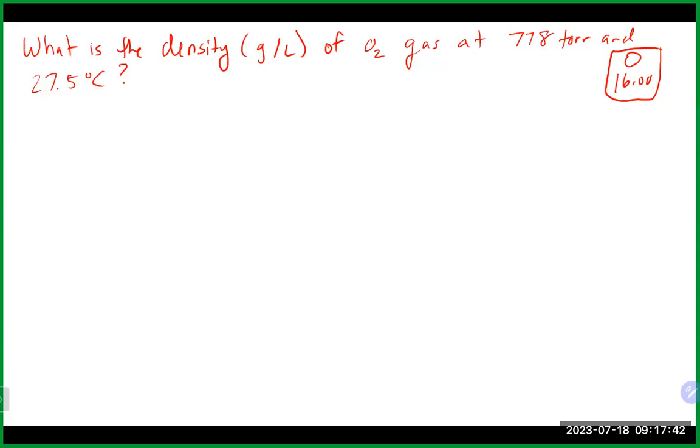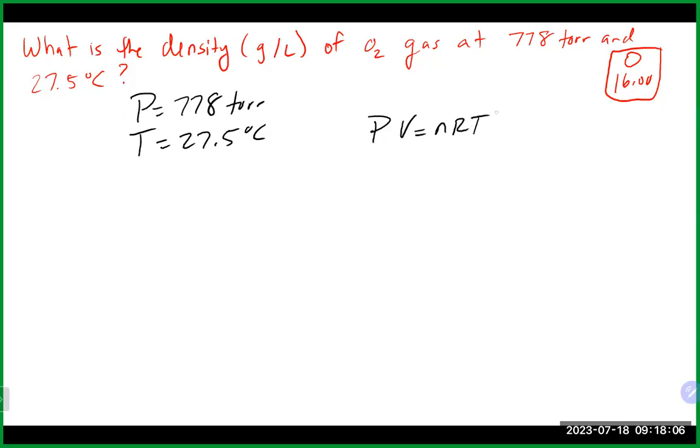So I'm going to show you again how you can use the ideal gas law if you can't remember that equation. So here we are looking for grams per liter. We do have the pressure given to us, which is 778. We do have the temperature given to us, which is 27.5 degrees Celsius. We can use the ideal gas law here, PV equals nRT. And in this case, we just think about what's given to us. We do have the temperature, we do have the pressure, we do always have R. So we really don't have n or V.